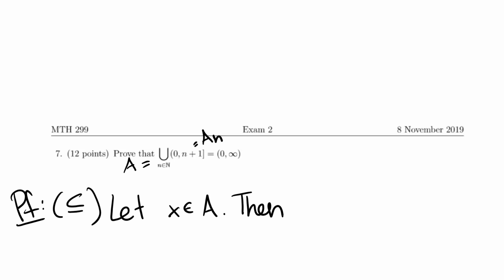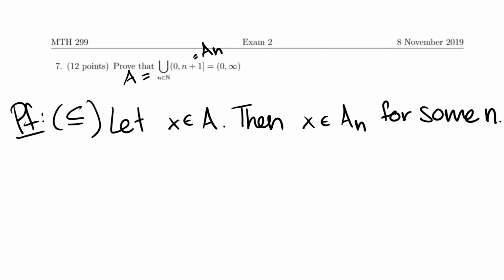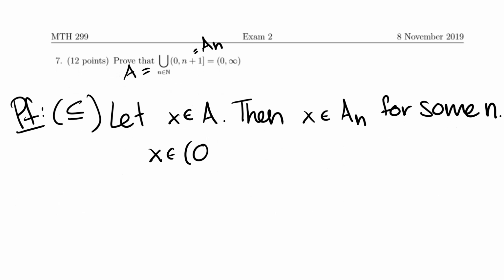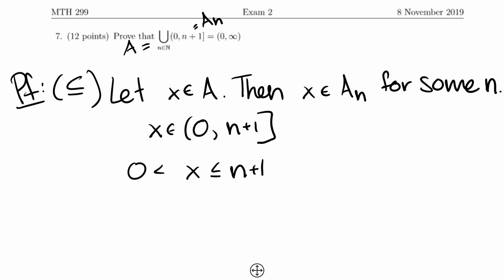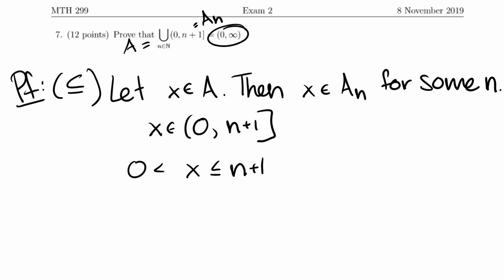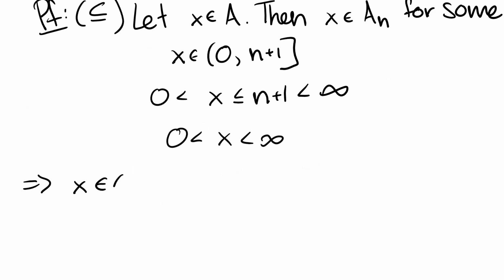Then, I always want to think, what does that mean? Then x is in an for some n. It doesn't have to be in all of them because it's a union. So x is in an for some n. All right, so what does that mean? Well, then x is in 0 to n plus 1. Now you can use my trick of switching that to this. Now I want to show that it's in here. Well, n plus 1 is certainly less than infinity. So we get this is an element in 0 to infinity. Cool. One direction done.